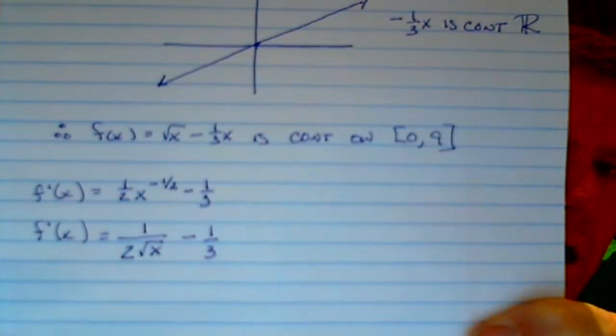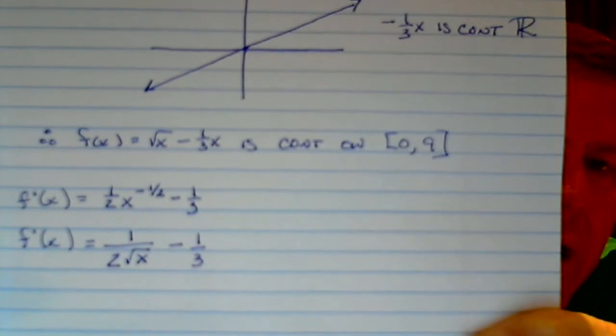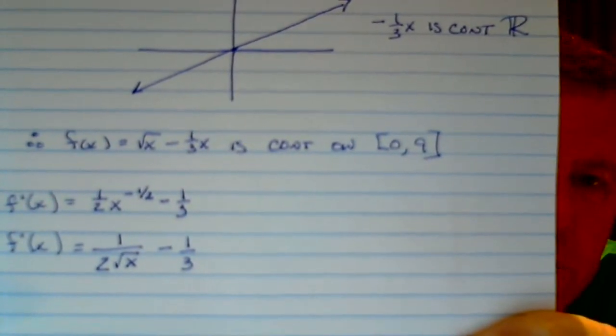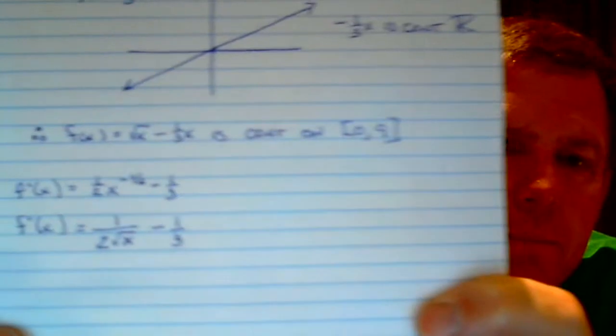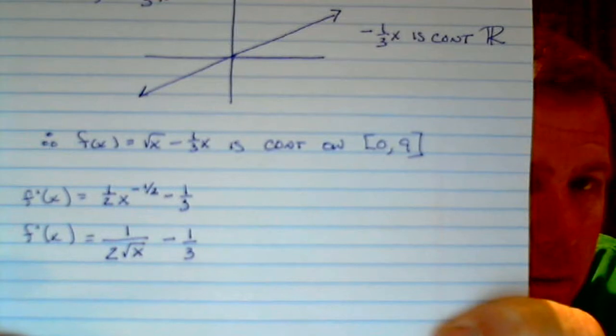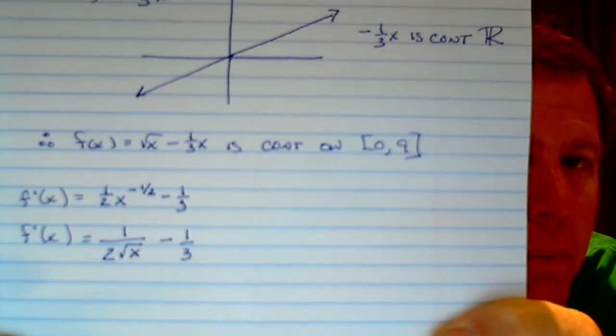So our derivative is 1 over 2 root x minus 1/3. Now remember, our goal here is to show differentiability on the interval 0 to 9, but now the interval is open. Differentiability is always on the open interval.